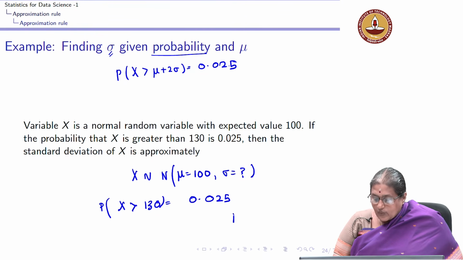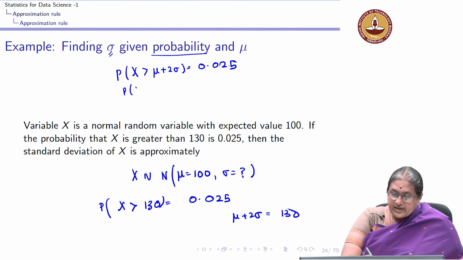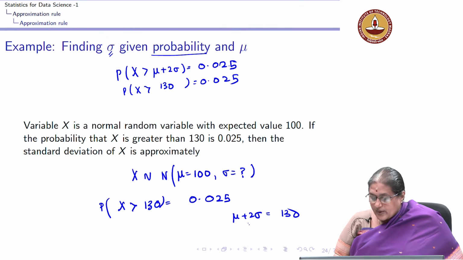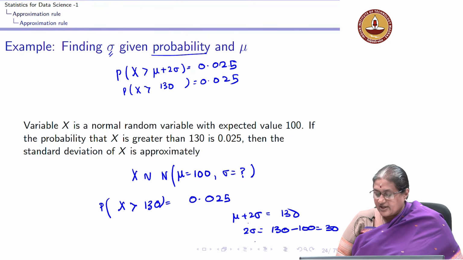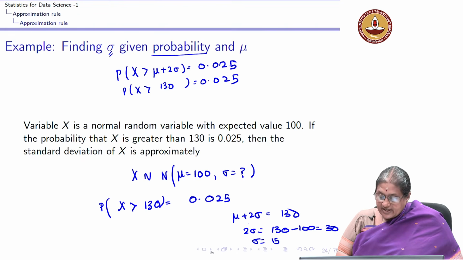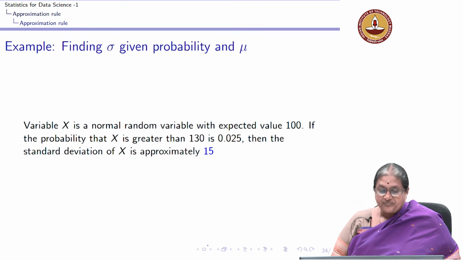This is what I know from my approximation rule. So, I equate mu plus 2 sigma to 130, because I am given that the probability x is greater than 130 is 0.025. So, I equate these two. I know mu is 100, which gives me 2 sigma is 130 minus 100, which is 30, which gives me sigma is 15. So, the standard deviation is approximately 15.